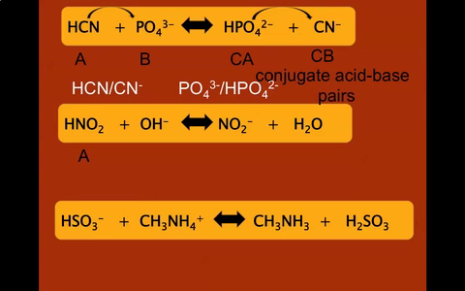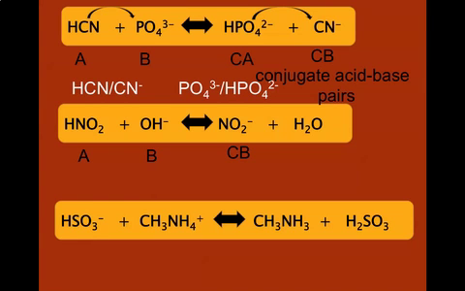If we look at the next one, HNO2 becomes NO2, so it's losing, so it's an acid, and OH becomes H2O, so it's receiving, so it's the base. That means that on the other side, you can start to see a pattern.